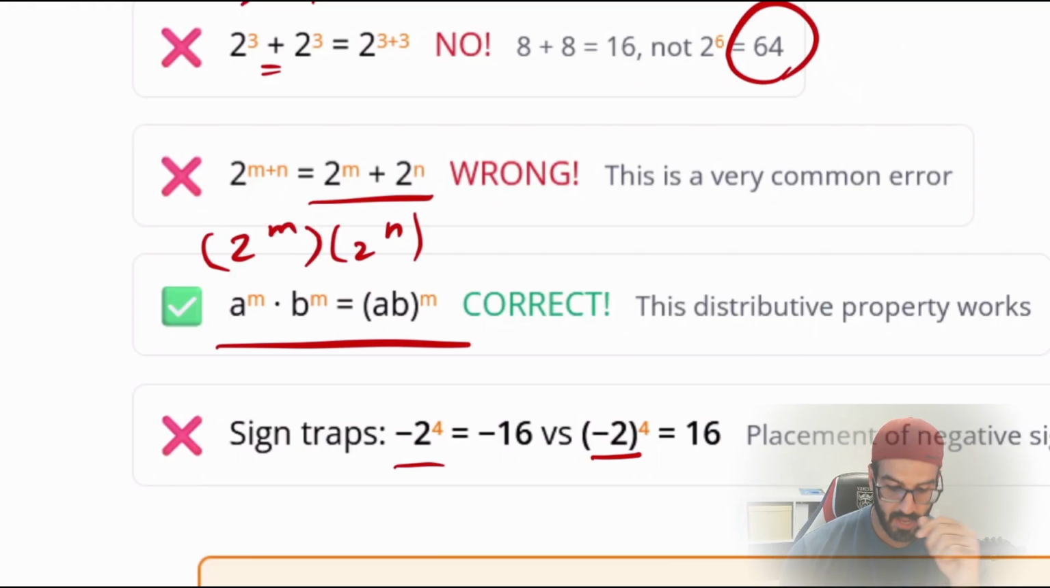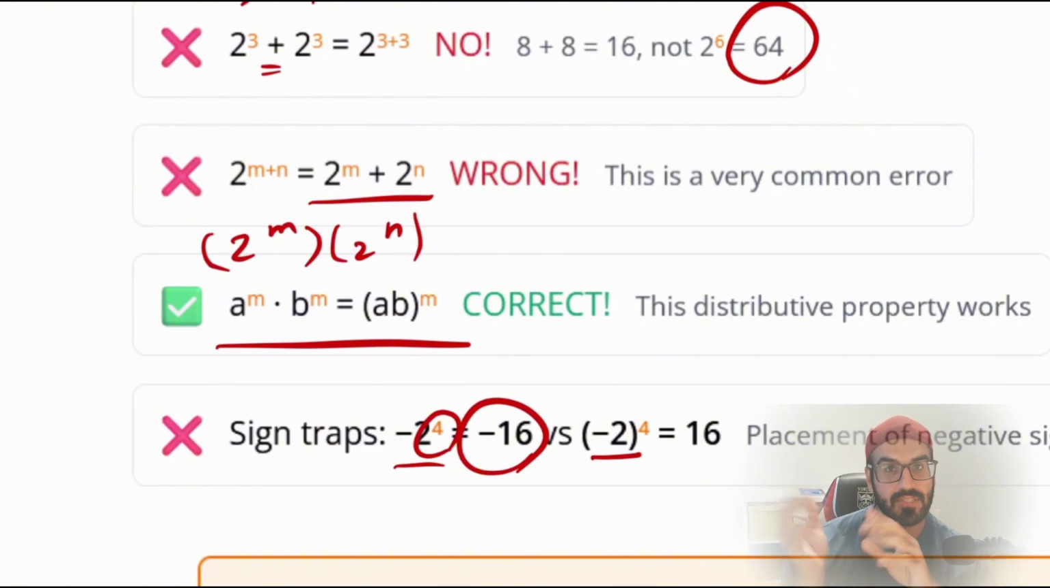No. Why? Because based on the PEMDAS rule that we just learned, first of all, we have to honor the power, which is 2 to the power 4. Then we have to honor the multiplication. Negative of a number means negative 1 multiplied by that specific number. So I have 2 to the power 4, whatever the number is, and after that I have negative 16.